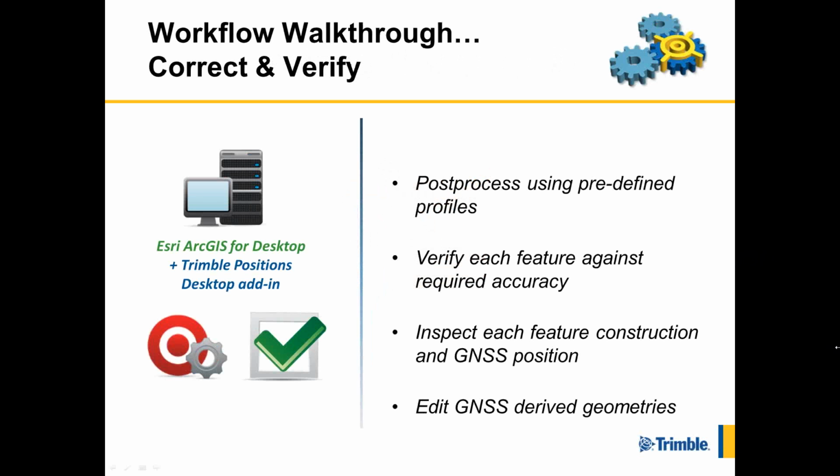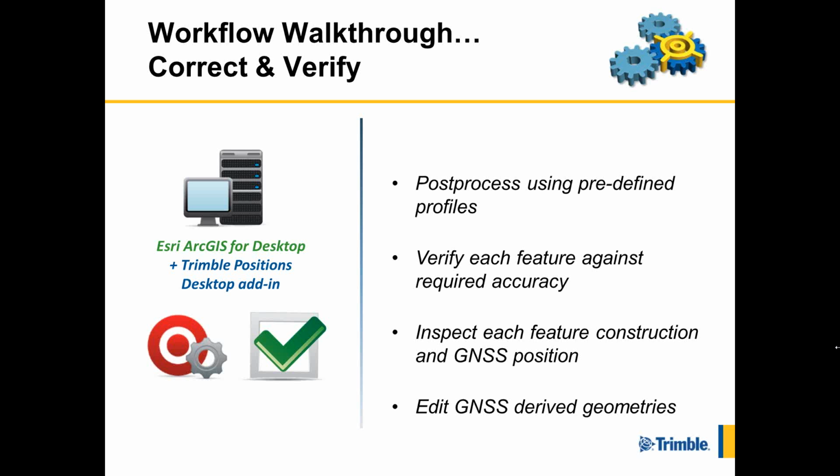So now we're talking, the data's back in the office now, and so now we're going to correct the data, and we're going to verify the accuracy parameters. You can post-process using a predefined profile, and once again, we're now talking about the Trimble Positions desktop add-in, which replaces the old GPS Analyst. And the predefined profile simply means that ahead of time, you may have selected a base station with a certain integrity index, and you can do all that ahead of time.